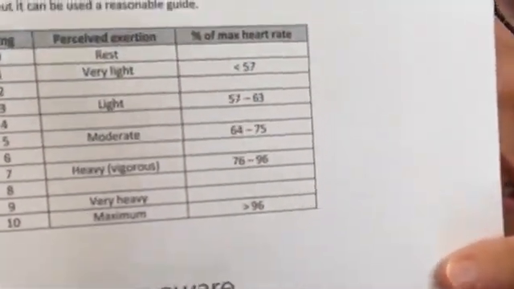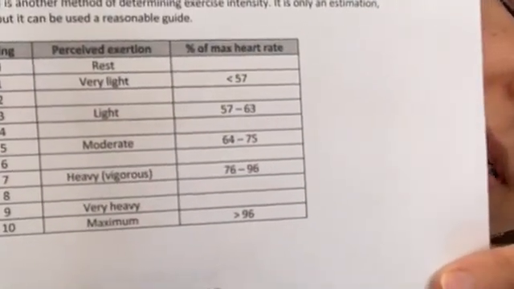You probably noticed on that chart that there was another column called percent of max heart rate, or maximal heart rate is what we're talking about. So maximal heart rate is that calculation, the 220 minus your age. That's what is called maximal heart rate. And that's another method of determining your exercise intensity. It's only an estimation, so it's not an absolutely accurate method, like anything really is, but it can be used as a reasonable guide.